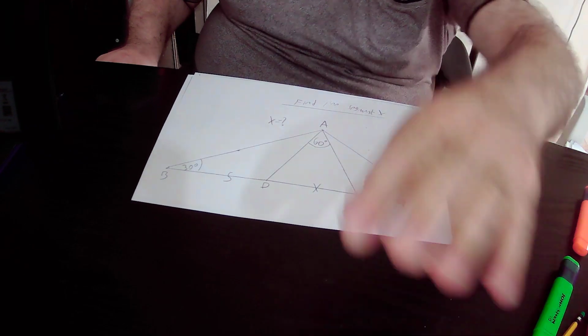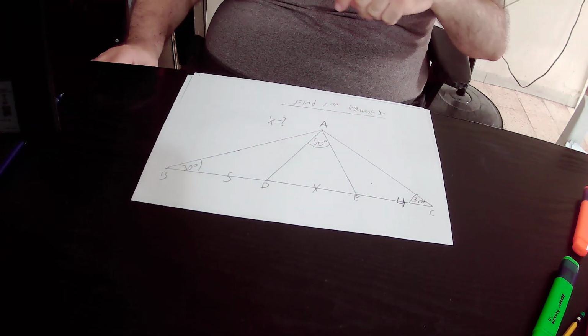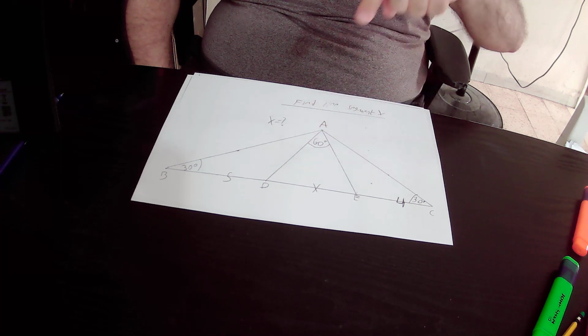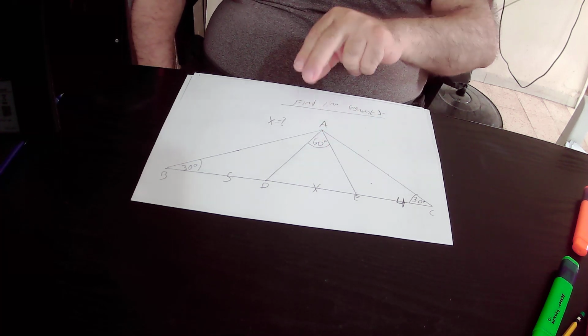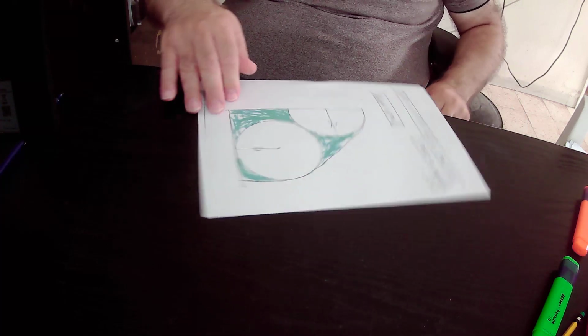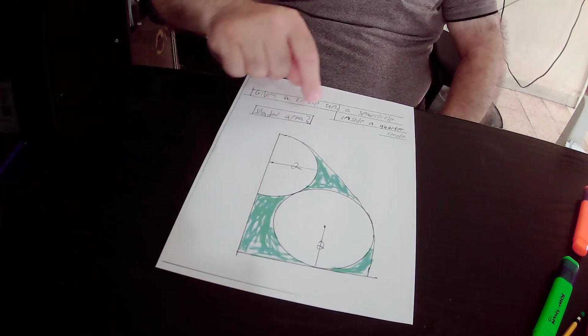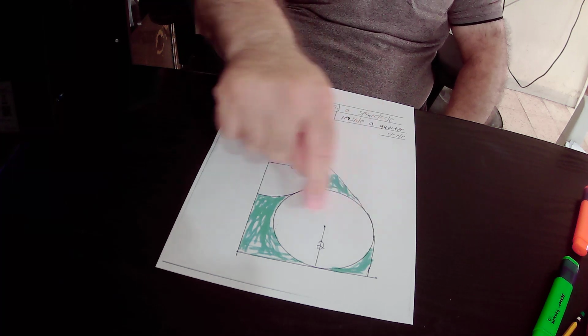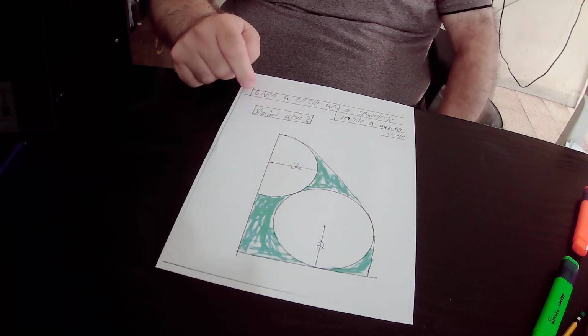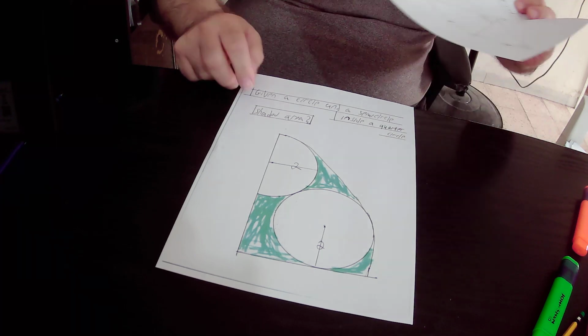Now, in this lecture, we'll answer two questions. In the first question, we will find out the length of line segment X. In the second question, we'll find out the value of the shaded area that is inside the quarter circle. So we'll start with the first question.